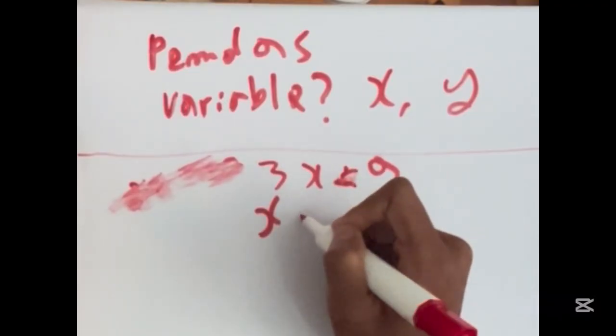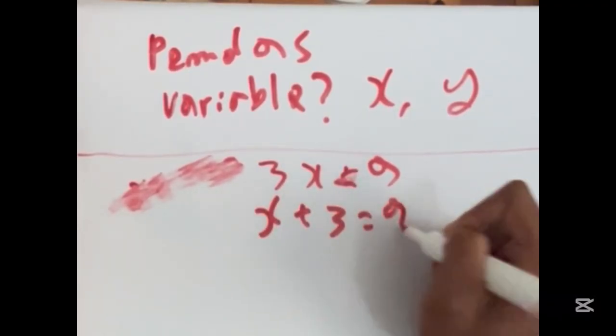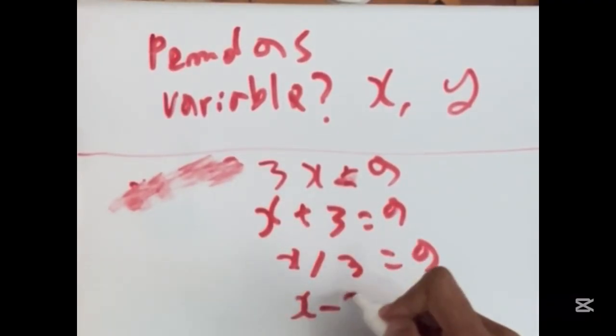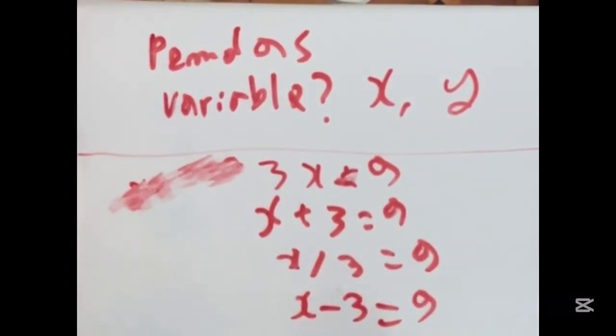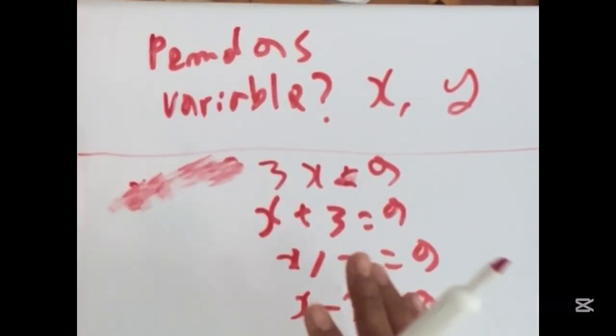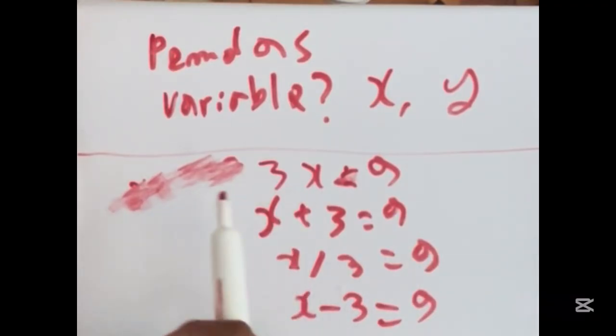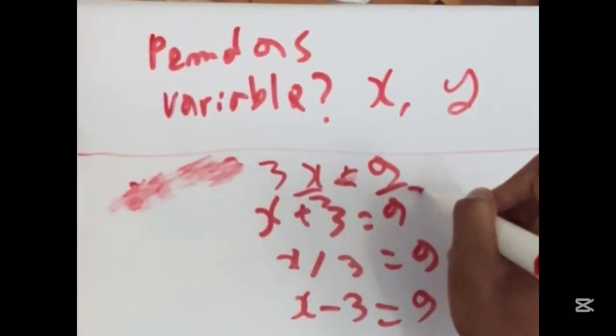That's one. Then 3x plus 3 equals 9, x divided by 3 equals 9, and x minus 3 equals 9. The key concept you need to understand is that when you're solving equations like these, you always just do the opposite operation. Let me show you what I mean. For 3 times x, you do the opposite operation, which is dividing on both sides. So you divide both sides by 3.